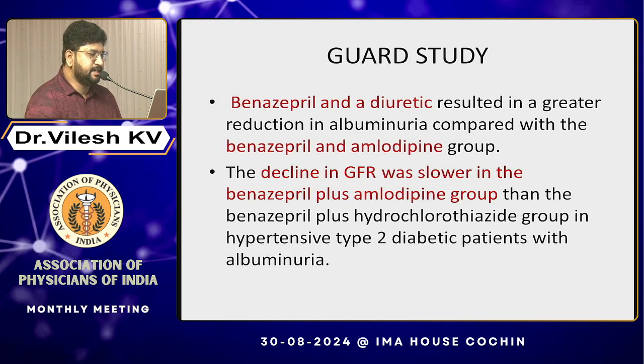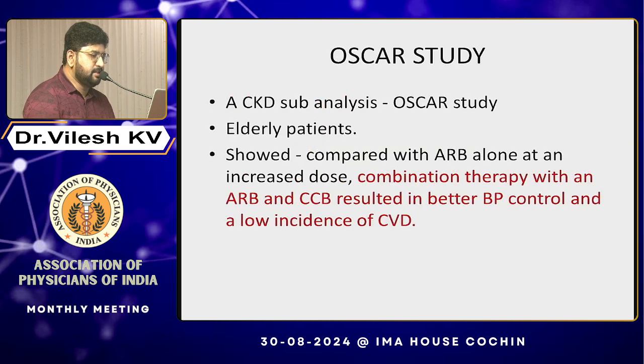The GUARD study mentioned that benazepril and a diuretic resulted in a greater reduction in albumin compared to the benazepril and amlodipine group, understood. But at the same time, they also saw that the decline in GFR was slower with the initial stage studies. The OSCAR study looked at the same combination and found better BP control and low incidence of cardiovascular death in elderly patients.